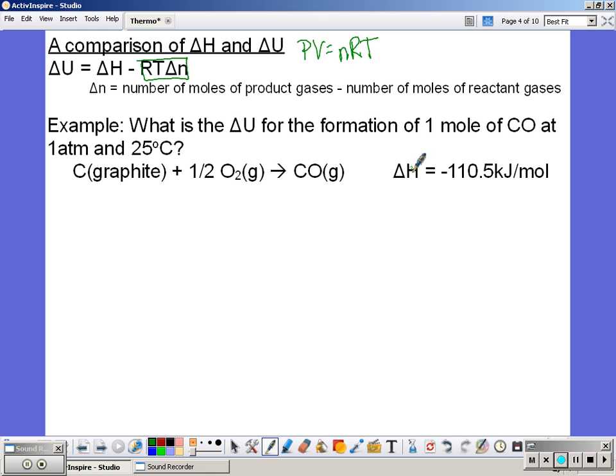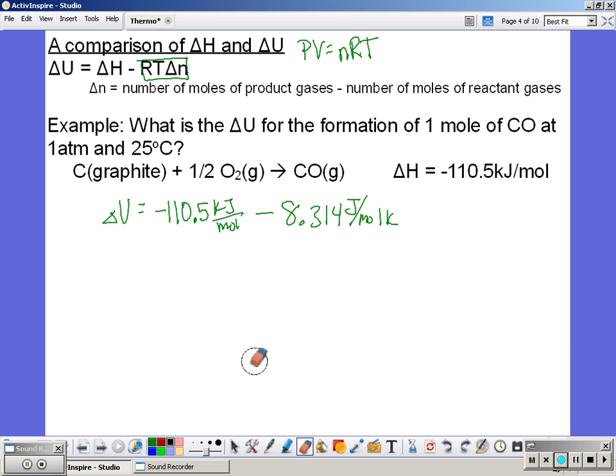So delta U would equal delta H minus RT delta n. Well, since we're talking about energy, we need to use the value of R with energy in it. So the R value with energy in it is 8.314 joules per mole Kelvin. Now we have an issue. This is in joules, but this value was in kilojoules. So what I'm going to do is convert this to joules.